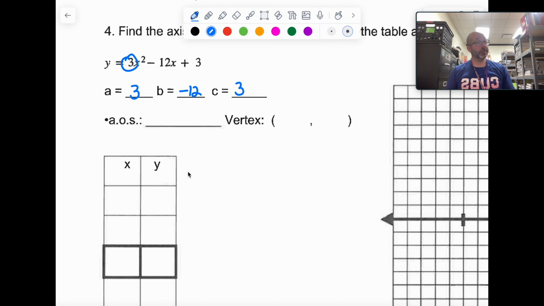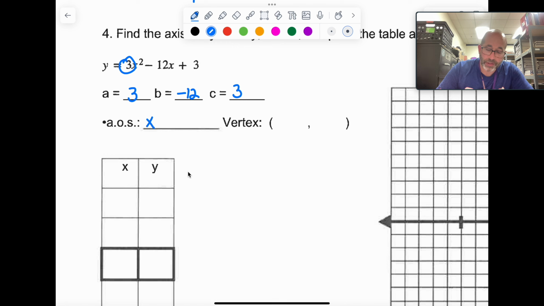All right, let's continue on now. Hopefully you paused and tried it. Let's continue. Going through the work, we have x equals negative b over 2a. That means that when we simplify, putting in our b value, we get the opposite of negative 12, which is positive 12, over 2 times a, which is 2 times 3, which means that x is going to equal positive 2. That's our axis of symmetry.